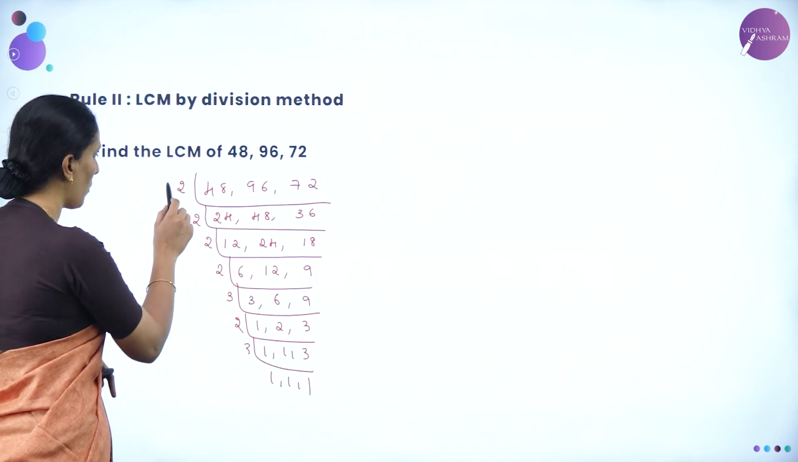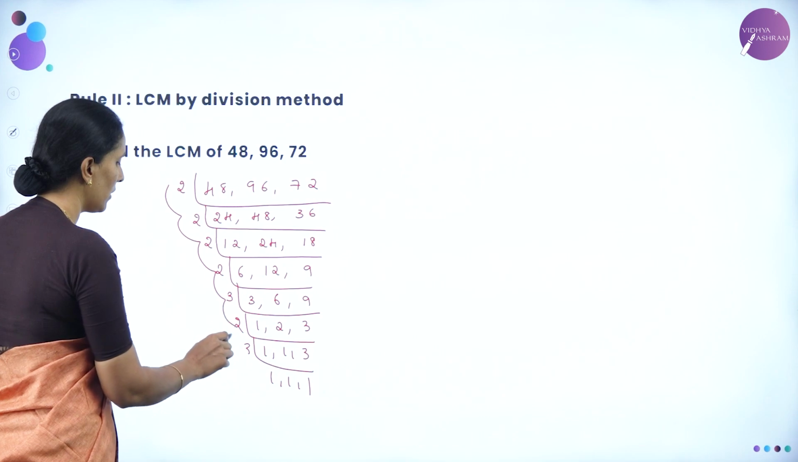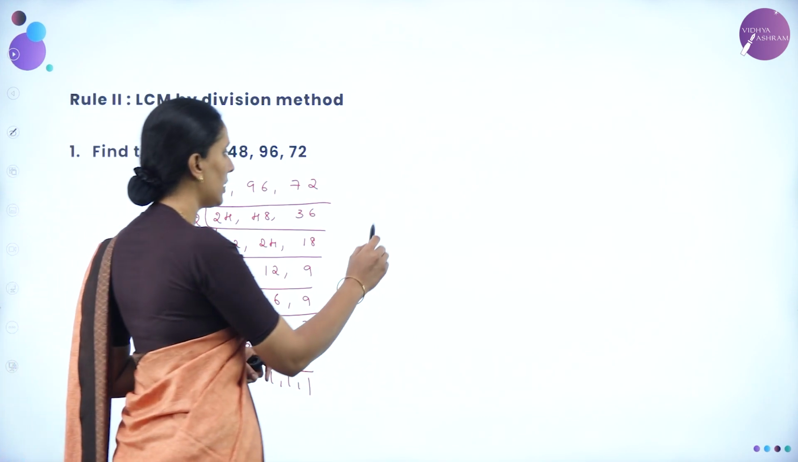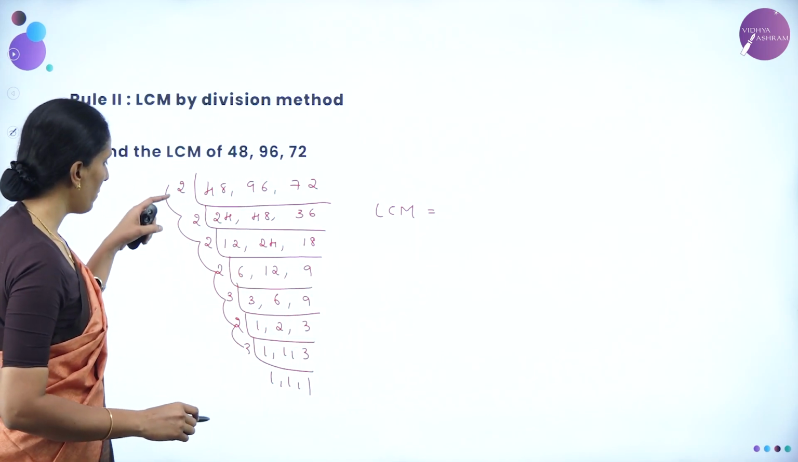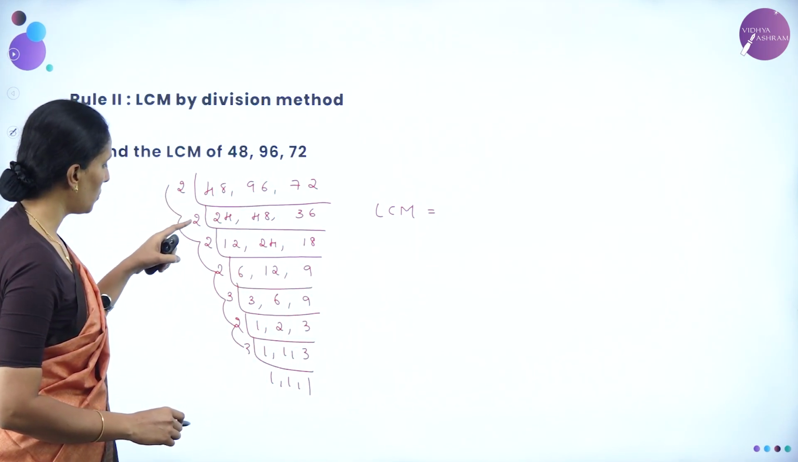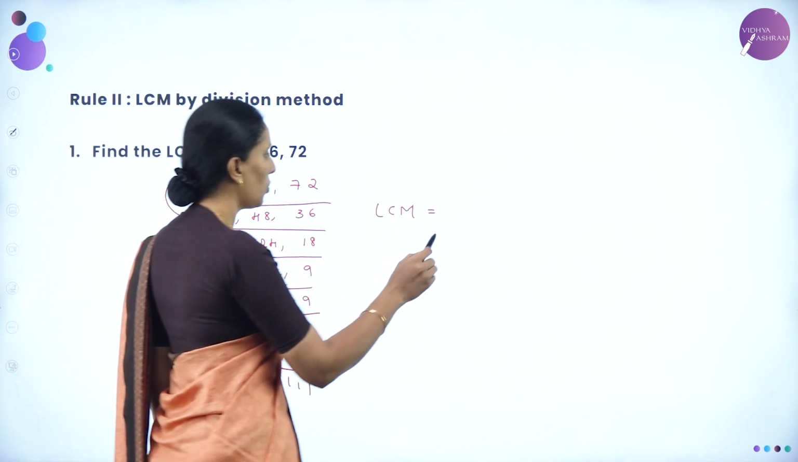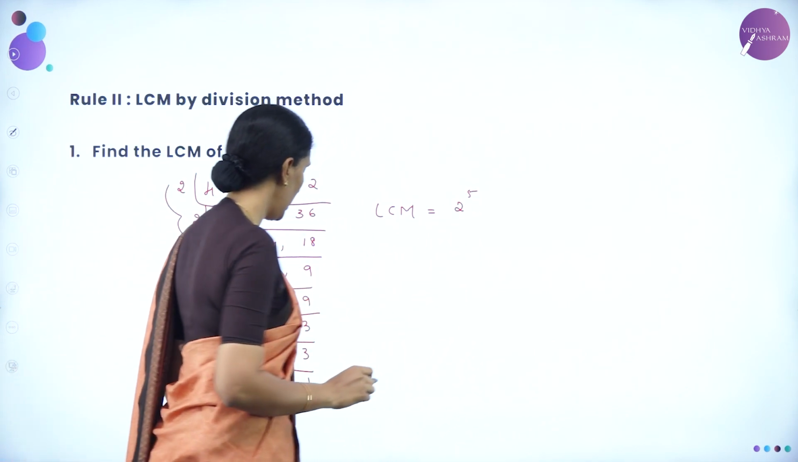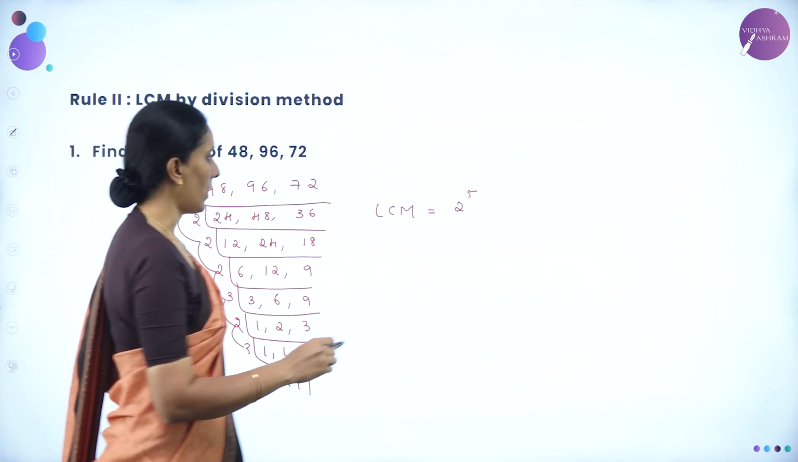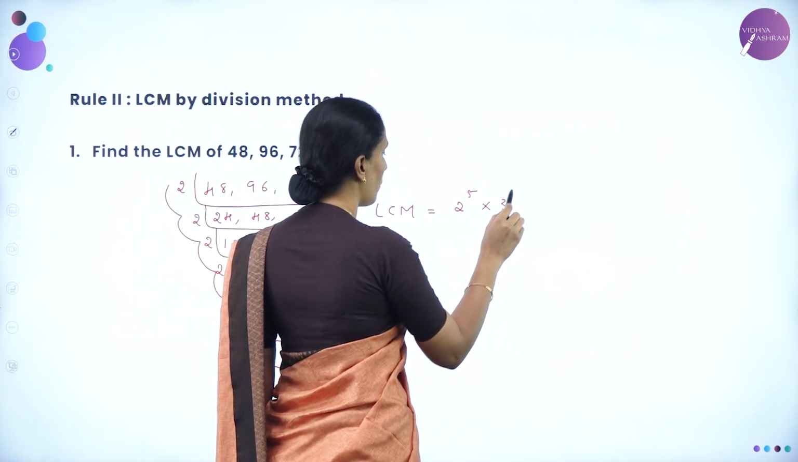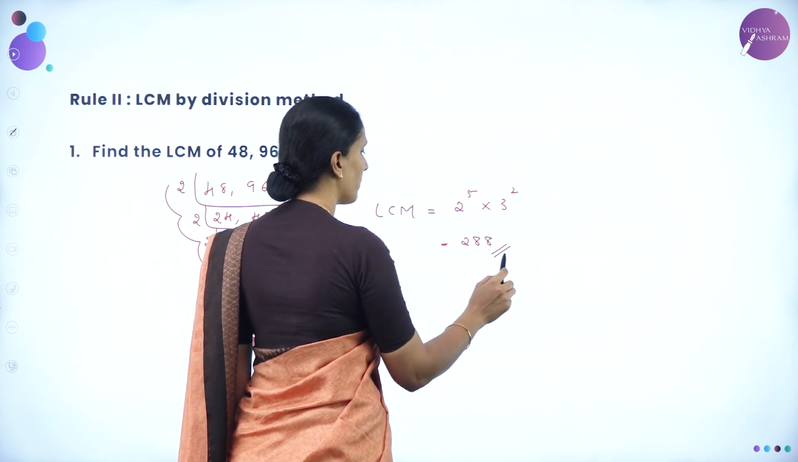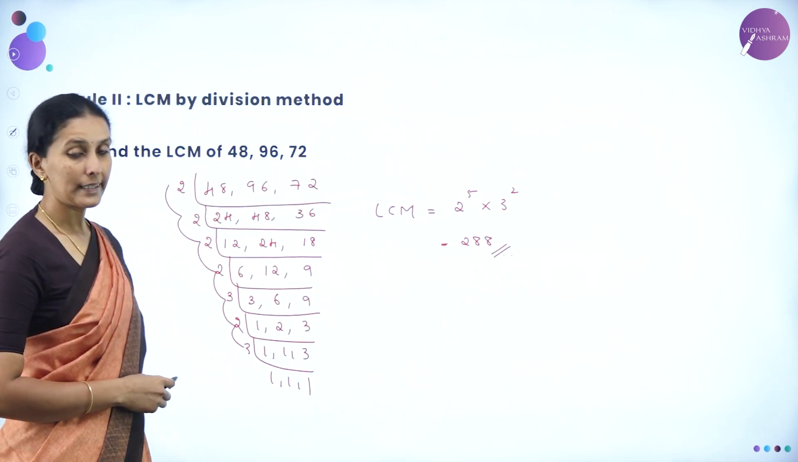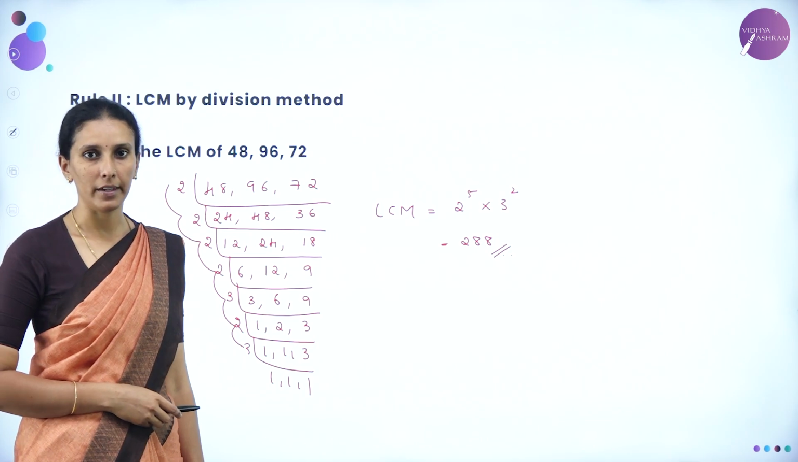So this product will give you the value of the LCM. That is, LCM is equal to, let's check how many times 2 is repeated: 1, 2, 3, 4, 5. 2 power 5 into 3 square. So the value is 288. So this process of finding the LCM is called the division method.